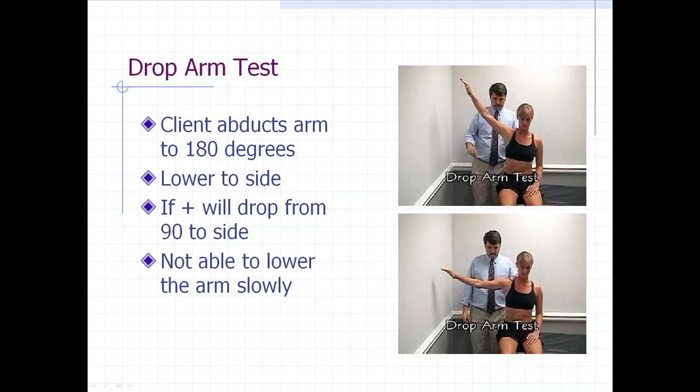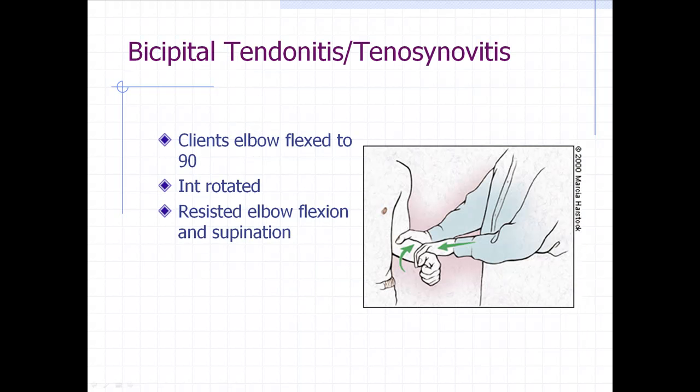The drop arm test is a fairly simple test to perform. The client abducts the arm through to full elevation at 180 degrees. They lower their arm out to the side, and as they move through a painful arc, there is a sudden inhibition of surrounding musculature, and the arm drops. So there is an inability to control that lowering. This is as a result of neuromuscular inhibition. Again, this is indicative of subacromial impingement. It's a non-specific test for subacromial impingement structures.